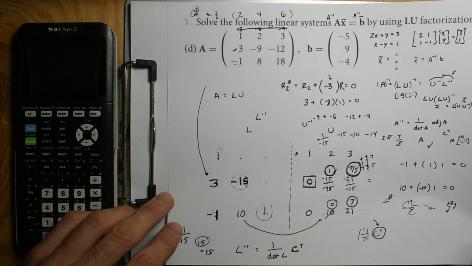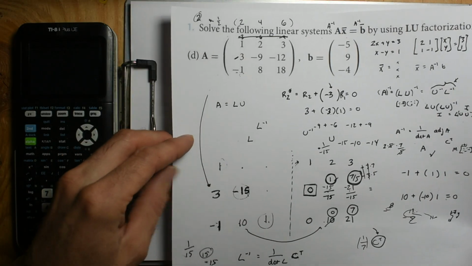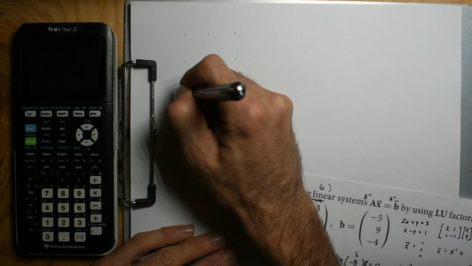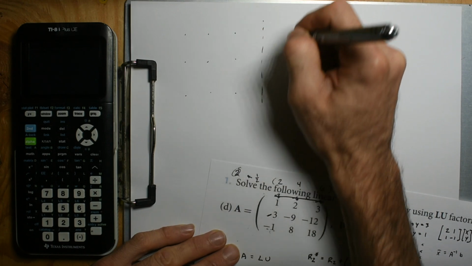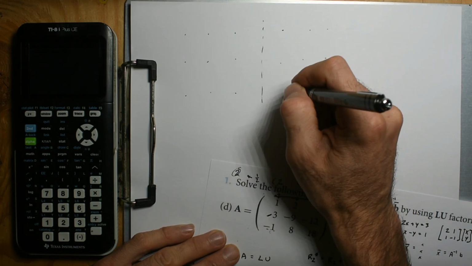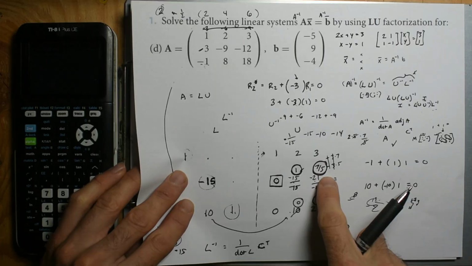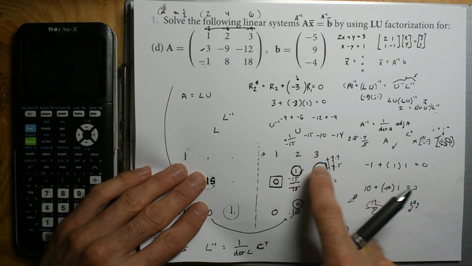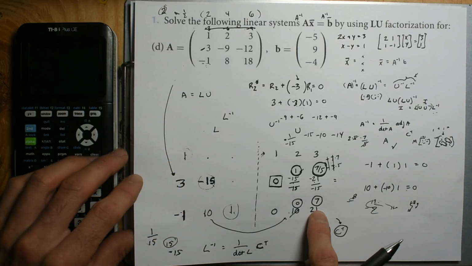Cool. All right. And so what I'm gonna do is I'm gonna rewrite this lower and this upper. But I'm gonna multiply this by 5. So it's gonna be 5, 10, 15, 5, 7, and then 35. Do you see that? Cool.